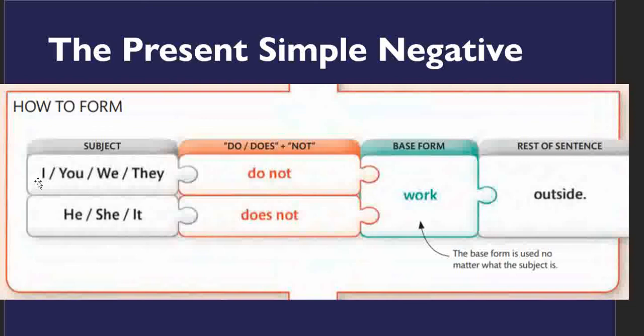Now let us construct the sentences. I do not work outside. You do not work outside. We do not work outside. They do not work outside. She does not work outside. He does not work outside. It does not work outside. It can be used for an animal, most probably an ox, dog, etc. Let us proceed.